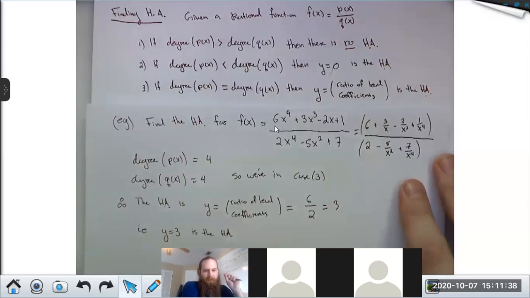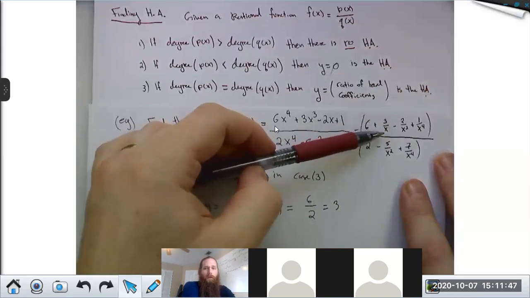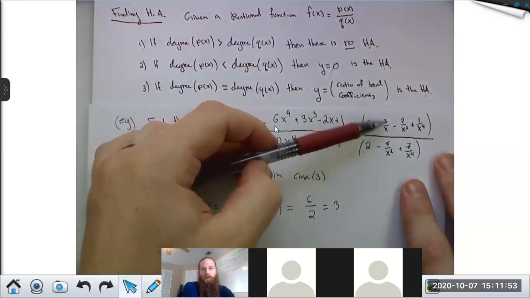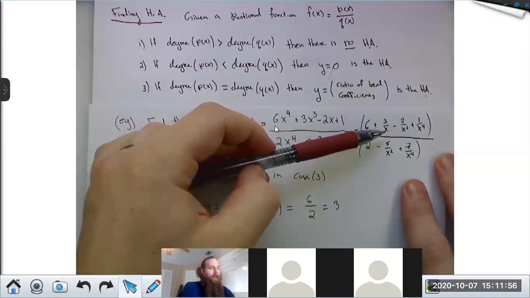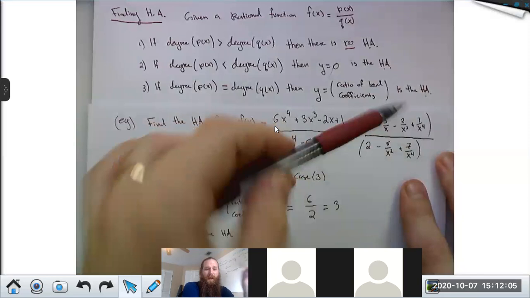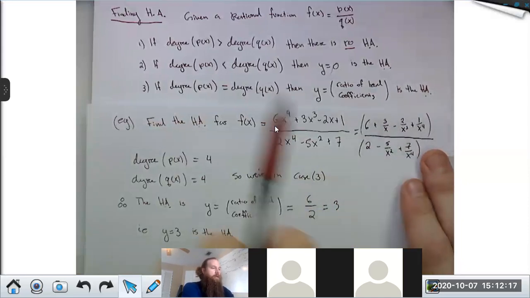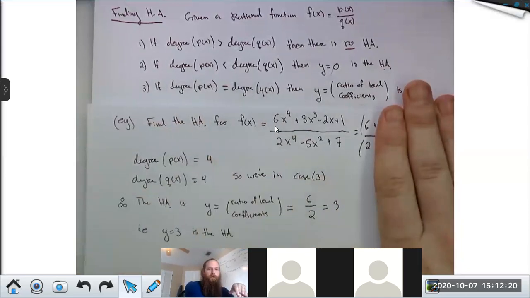Now imagine plugging in a very, very big number for x. The 6 would stay a 6. The 3 over x would be small because the x is huge. And if you take a fraction where the top is small and the bottom is huge, that whole thing is small. If x is huge, then x cubed is even huger. So 2 over x cubed would be even smaller still. 1 over x to the 4 would be unimaginably tiny. And the same is true for the 5 over x squared and the 7 over x to the 4. So if you put in a really, really, really big number for x, these things are almost all 0, and you just get 6 over 2, which is 3.